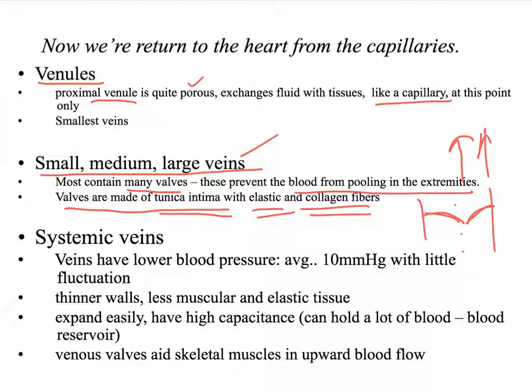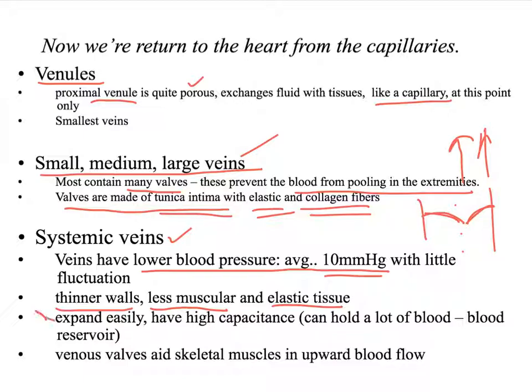Now systemic veins are veins like the brachial vein, the femoral vein. In general, veins have really low blood pressure. The blood pressure in them is like 10 millimeters of mercury, and it just stays low. It's kind of like a lake where nothing is flowing, and arteries are more like a river. So veins have really thin walls. They have less smooth muscle and less elastic tissue.